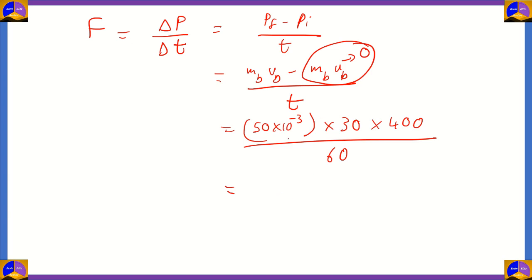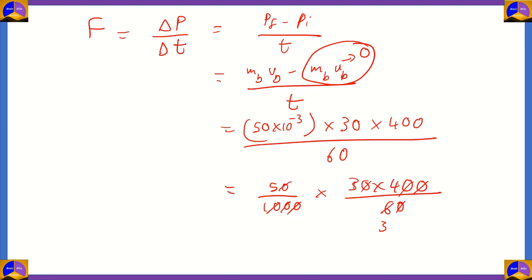50 into 10 raised to minus 3 is the same as 50 divided by 10 raised to 3, so that means 50 divided by 1000, into 30 times 4 gives you 120. I mean, let's put it as 30 times 400, so that makes things easier. So 30 times 400 divided by 60. So 0 cancels out here, 2 zeros cancel out here, and one more 0 cancels out the 0 in 50. So what we basically have is 5 into 3 into 4 divided by 6. So 6 goes into 4 thrice.